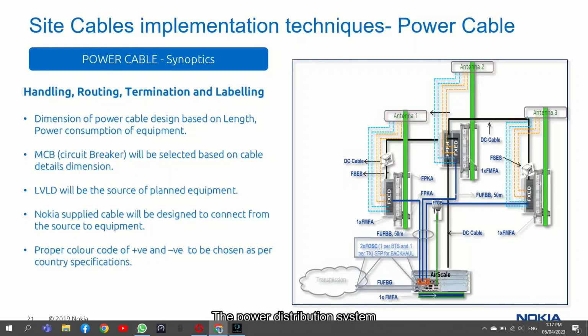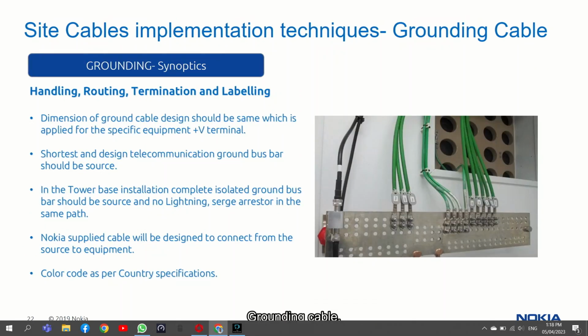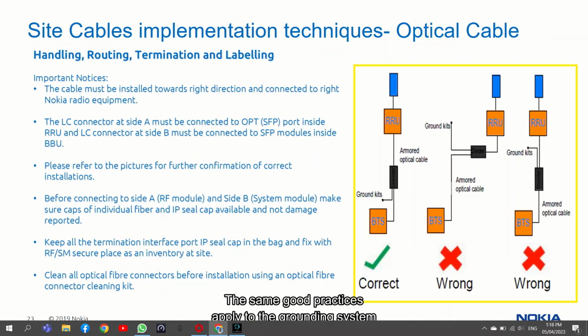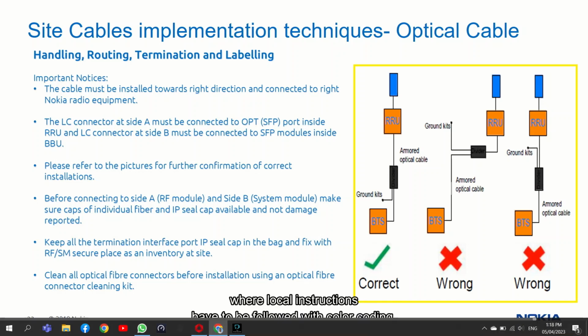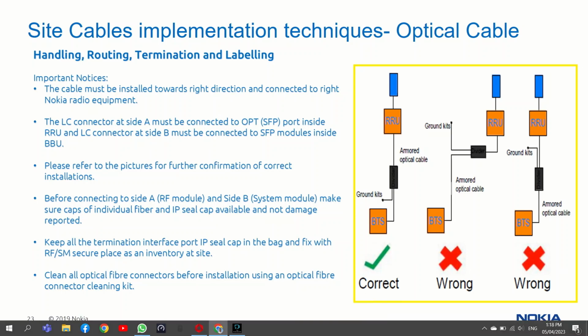The power distribution system related to power cable diameter dimensioning is based on the required power load and cable length. Circuit breakers need to be selected according to cable dimensions. Right power cable color coding to be used according to country specifications. Grounding cable. The same good practices apply to the grounding system where local instructions have to be followed with color coding. Optical cables. Optical fiber cables are sensitive to dust and to bending radius.